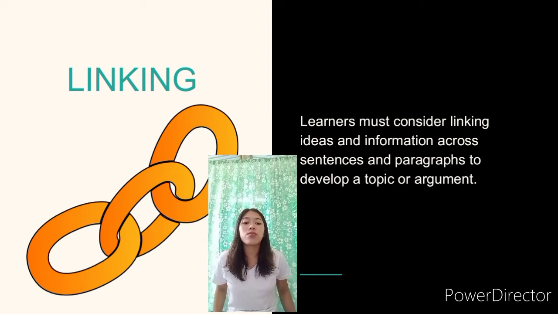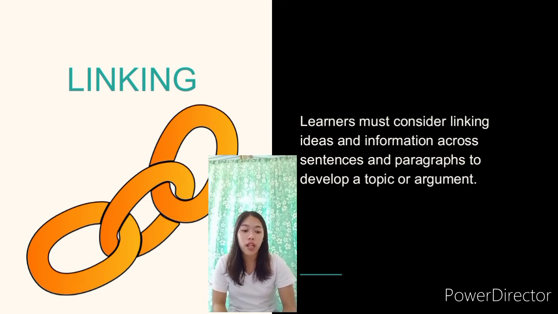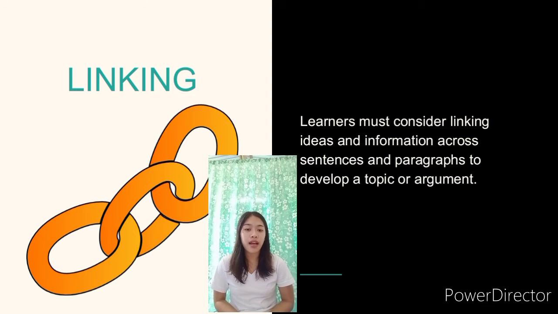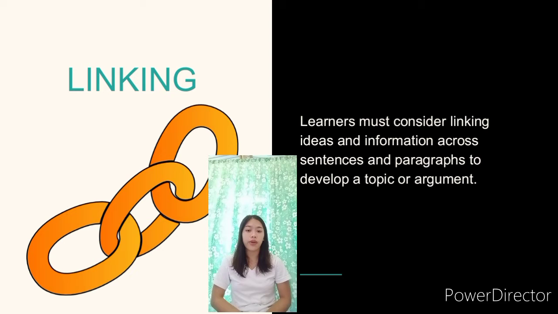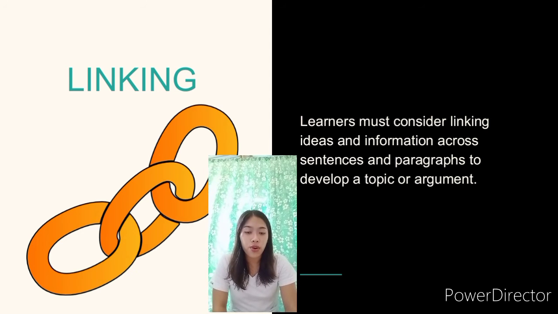For the sixth one, we have the linking. Learners must consider linking ideas and information across sentences and paragraphs to develop a topic or argument. When we say linking, it means that we join or connect an idea to something else, just like what we are doing in writing. When we say a sentence in English, we link or join the words together.